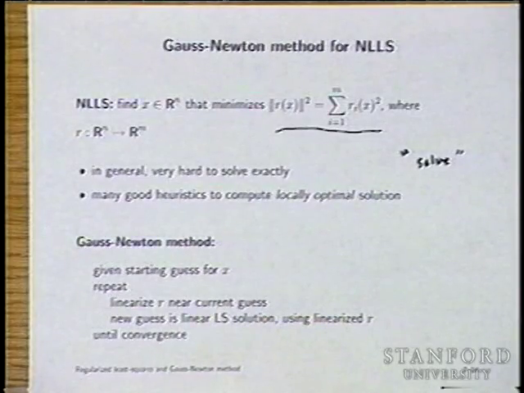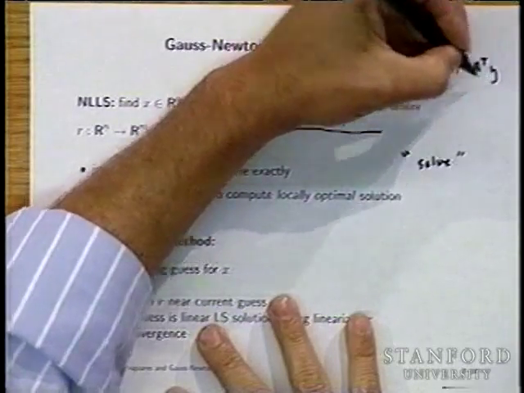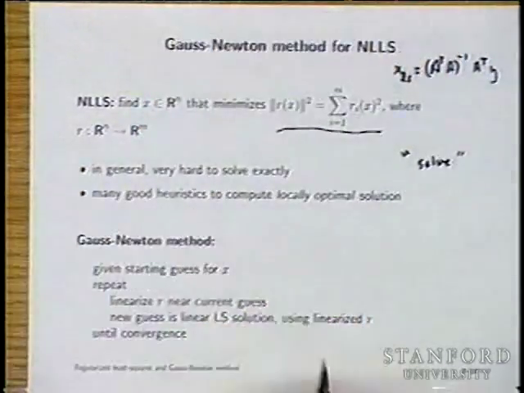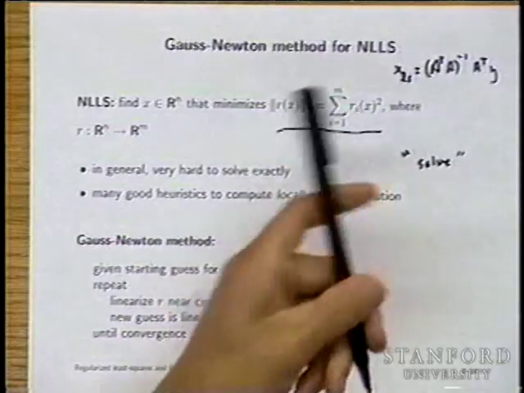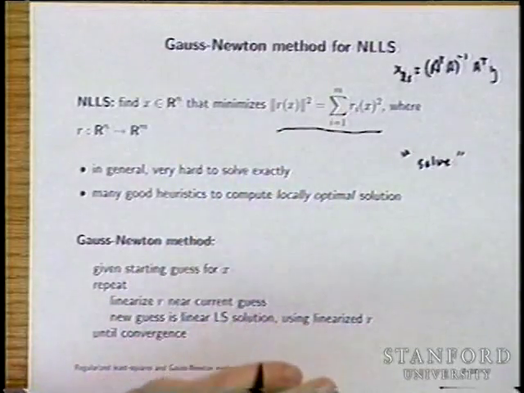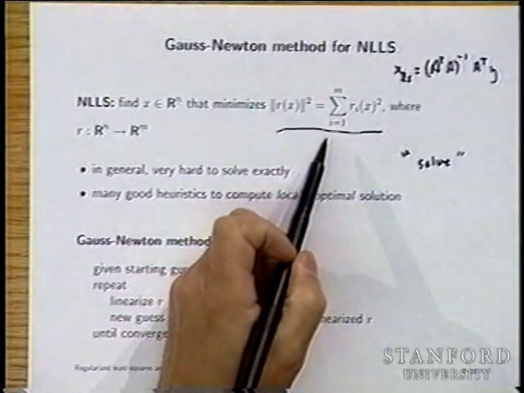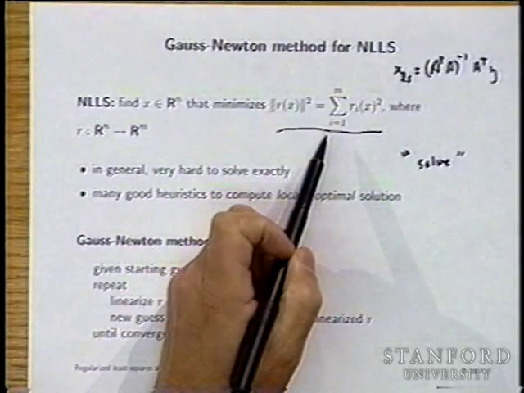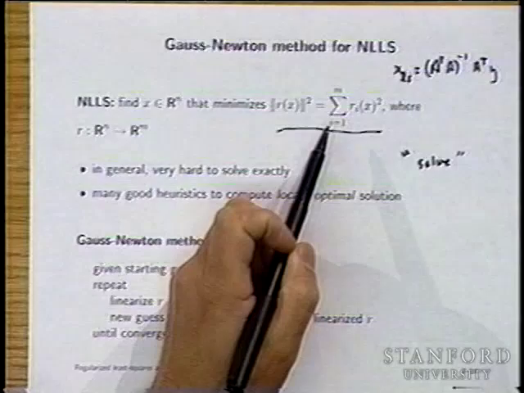So far, when we said that (A transpose A) inverse A transpose y is the least squares solution, we weren't lying. That vector minimizes the norm of r if r is Ax minus y. Absolutely. There's no fine print, nothing. That's the minimizer. All methods for nonlinear least squares problems don't have that property. They are all heuristics. Okay?